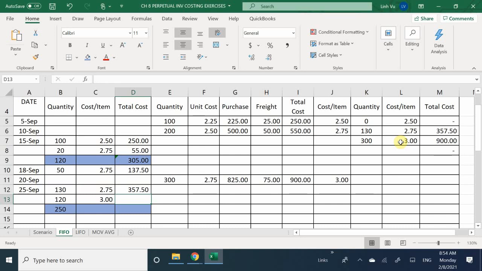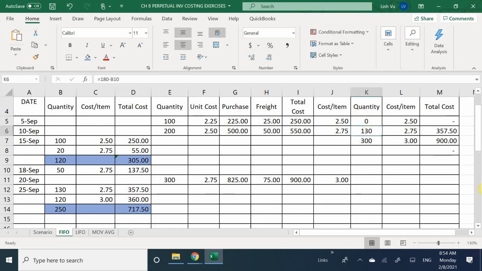How much is my total cost of goods sold for my 120 items at $3? 360. We add these up together. Your total cost of goods sold should be 717.50. Okay. So again, we could come right over here.